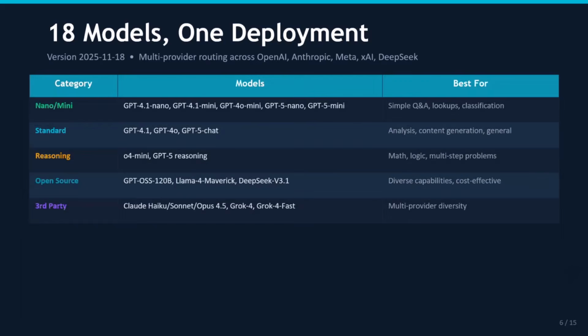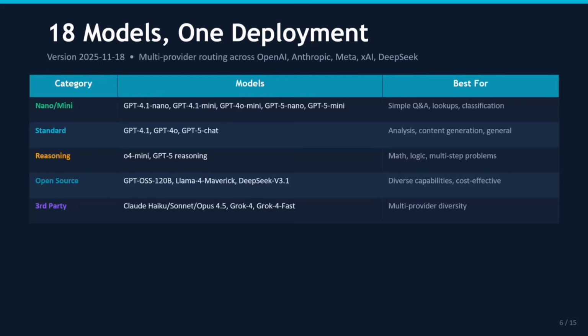So let me break down what's in the pool. The November 2024 version includes 18 models across 5 categories. At the lightweight end, we have GPT 4.1 Nano, Mini, GPT-4o Mini. Those can handle simple Q&A for a fraction of a cent. In the middle, we have GPT 4.1, GPT-4o, GPT-5 chat for general analysis and content generation. And for complex reasoning, we have o4-mini and GPT-5 reasoning models.